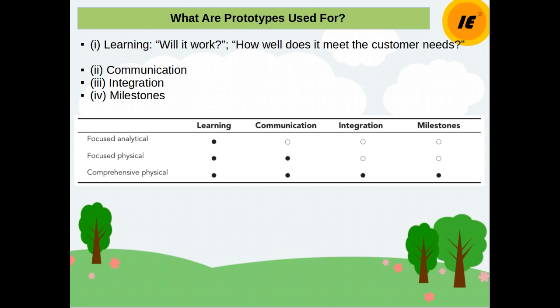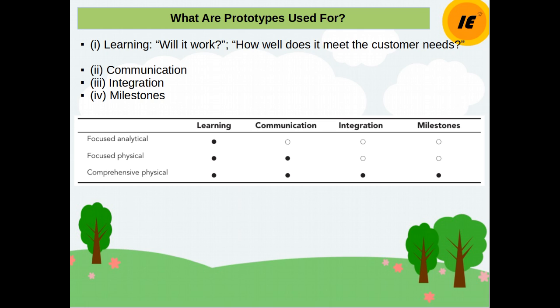Okay, so now we will understand what prototypes are used for. Of course, we know the answer in a general way, but let's again look at the points like learning, communication, integration, and milestones, and I'll just read it from the text itself, and hopefully we'll learn a lot of new things here. So within a product development project, prototypes are used for 4 purposes: learning, communication, integration, and milestones.